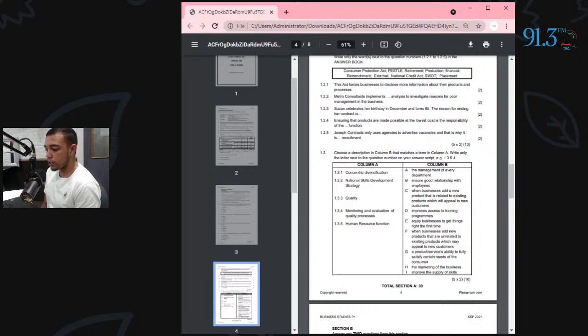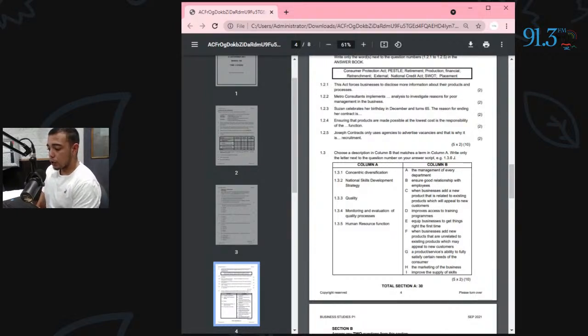1.2.2, Metro Consultants implements SWOT analysis to investigate reasons for poor management in the business. We'll look at this closely. So we now know that this takes place within the business. If it takes place within the business, we know it's a micro environment. We look at what is given to us. They're giving us SWOT analysis. Now we know that SWOT analysis does take place within business. They're giving us SWOT, they're ending off with analysis. So the answer there is SWOT analysis. 2 marks for that.